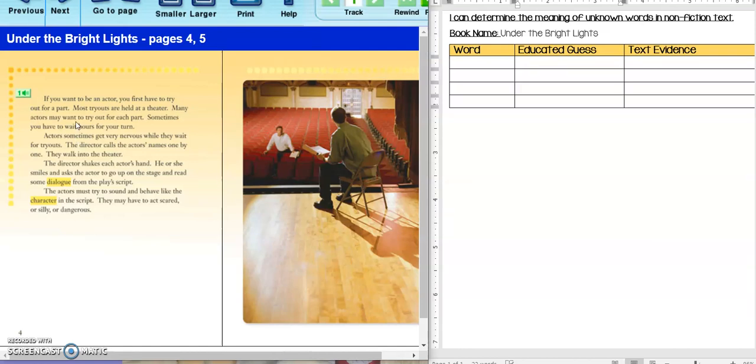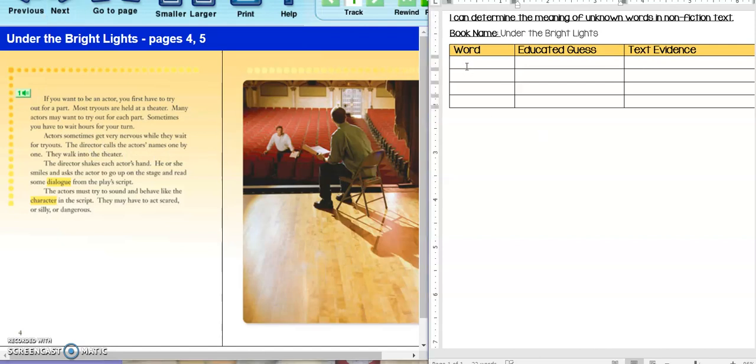If you ever want to be an actor, you have to first try out for a part. Most tryouts are held at a theater. Many actors want to try out for each part. Sometimes you have to wait hours for your turn. Actors sometimes get very nervous while they wait for tryouts. The director calls the names one by one.